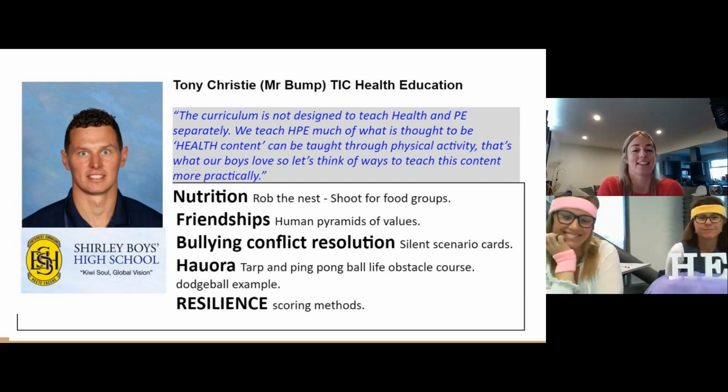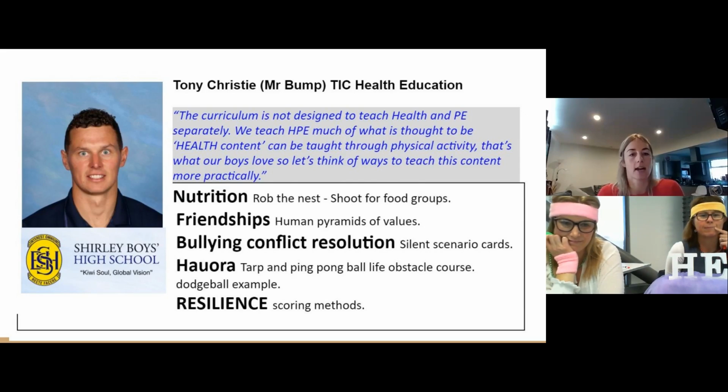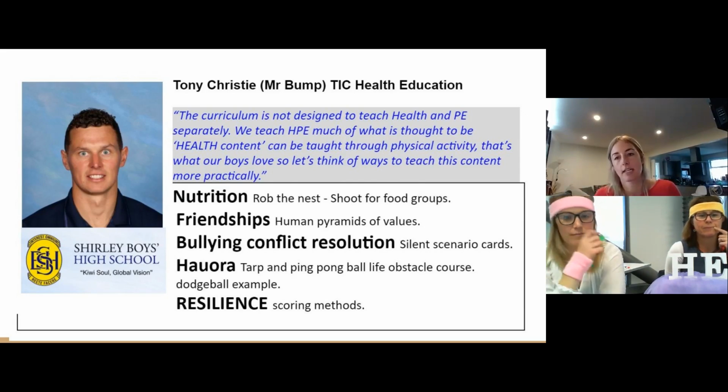Okay, that's cool. So just to wrap up, lastly, this is Scary Eyes, Mr. Christie, TC, Mr. Bump is our teacher in charge of health education. And he definitely has a philosophy around, why has it been separated into health content and PE content? It's the same curriculum. Why are we not teaching it together? So a couple of years back, we managed to get our school to change our titles of our classes to HPE rather than health and PE.